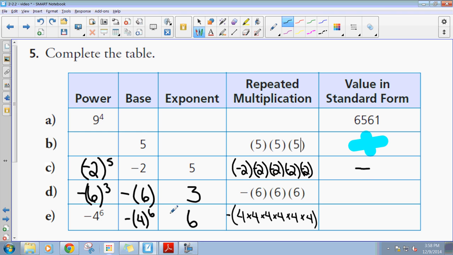When I look at D, 6 times 6 times 6, that part's positive, but the negative that wasn't locked on, that's sitting outside, will force the answer to remain negative. With E, we have the same case. The negative is on the outside. 4 times 4 times 4 times 4 times 4 times 4 will be a rather large number, but when all is said and done, we know for certain that that answer is going to be negative.